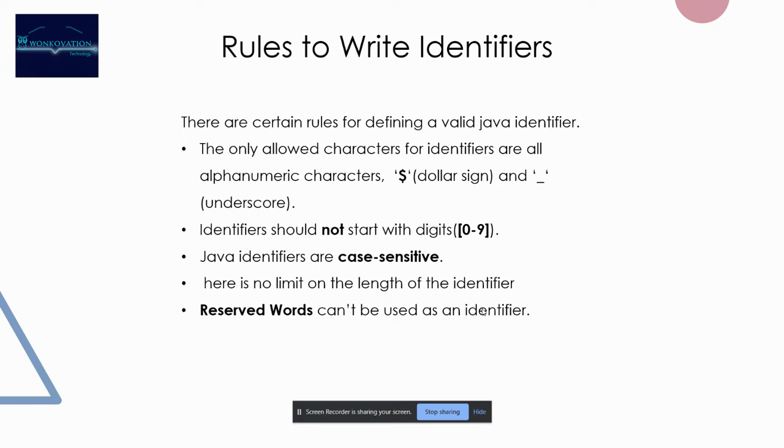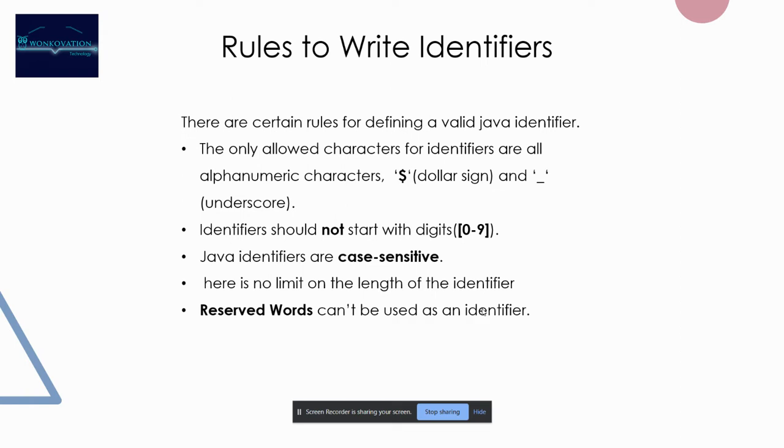Identifiers should not start with a digit. Like you can't write 123onCoefficient. It should be onCoefficient123 to be a valid identifier. Java identifiers are case sensitive. onCoefficient with capital W and onCoefficient with small w will be treated differently in Java.